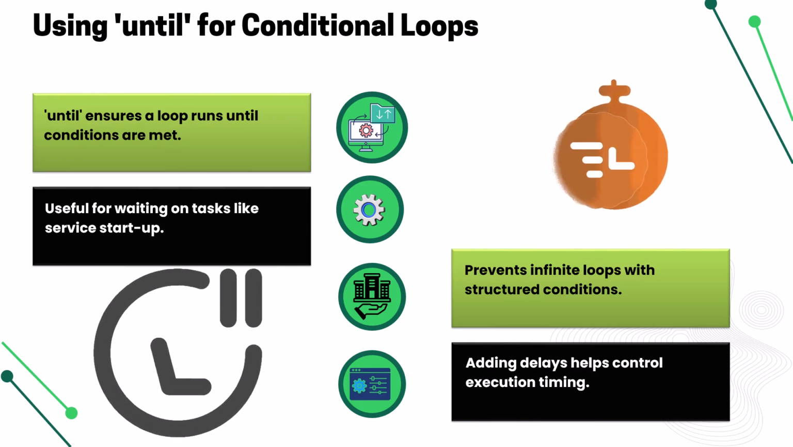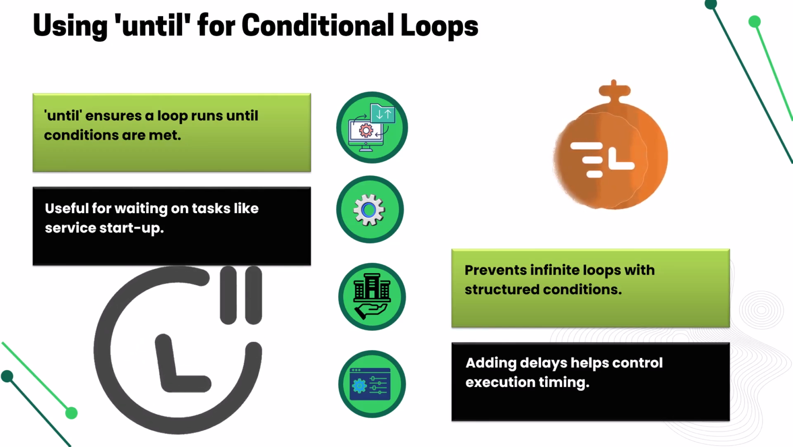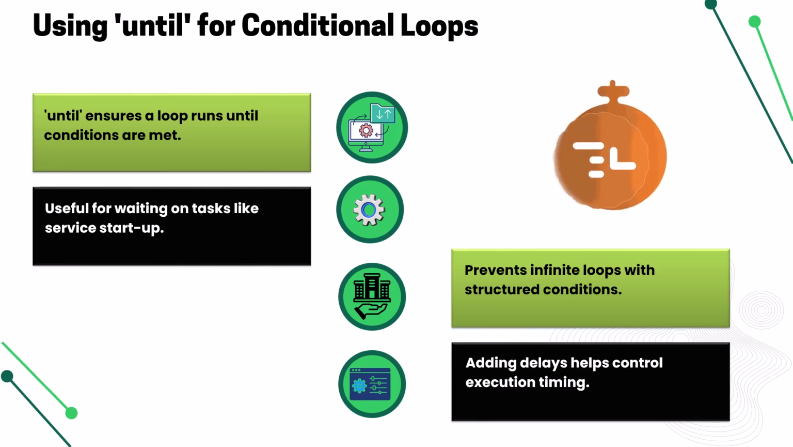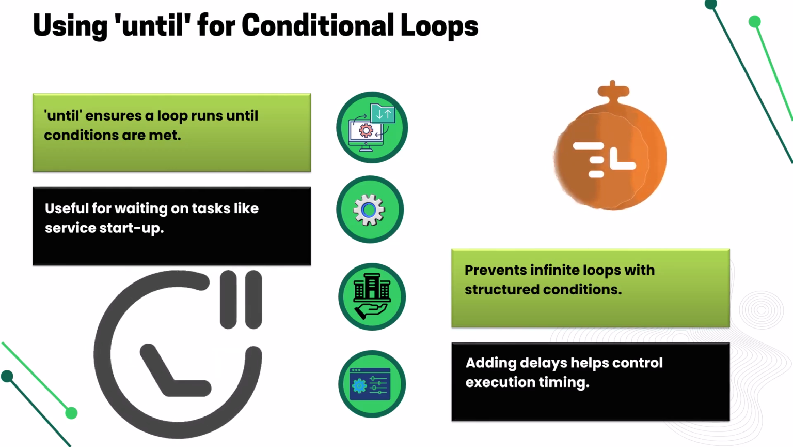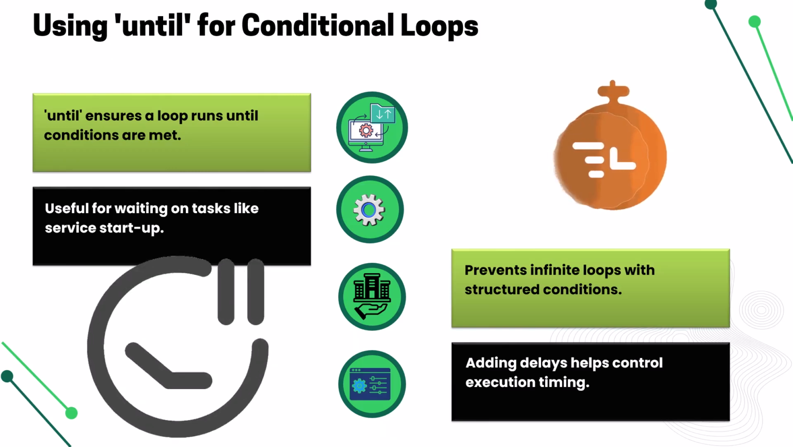Imagine telling your coffee machine to brew until it's good enough. That's how until loops work, they keep running until a specific condition is met. Super handy when waiting for services to start or ensuring tasks complete properly. But be careful, without clear conditions you'll have an infinite loop, repeating like a stuck record. Add some delays and suddenly your automation is smarter.